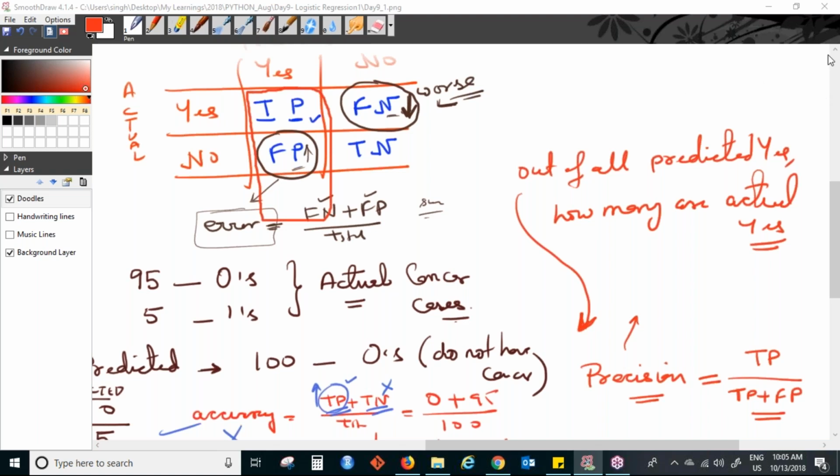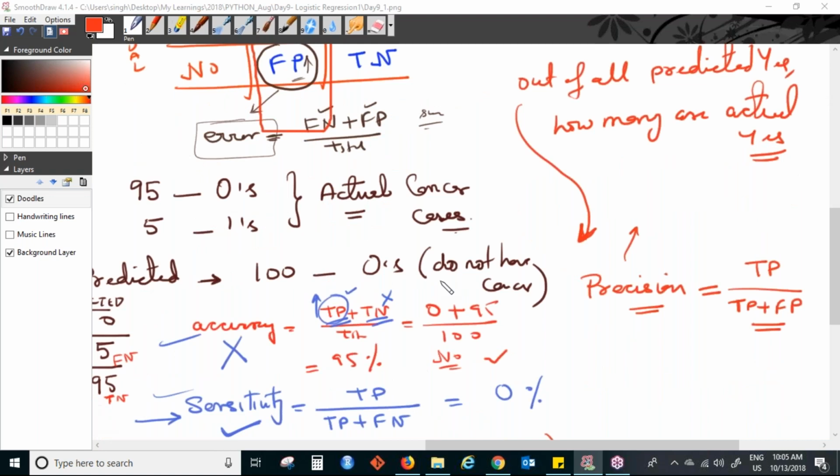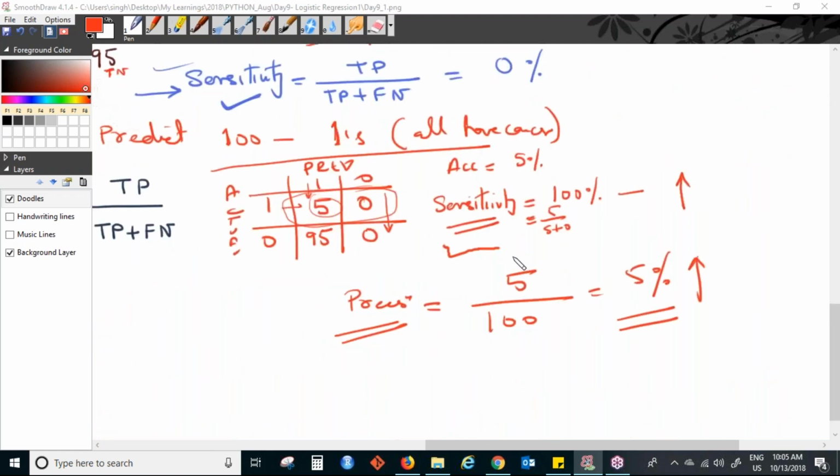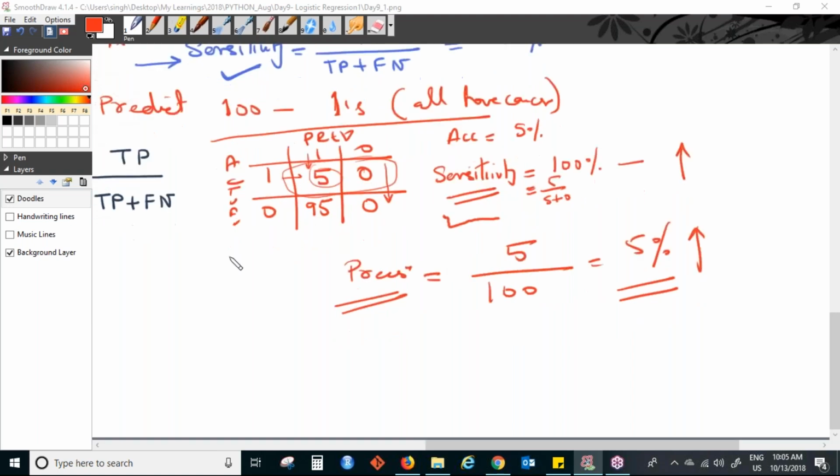Okay, so this is how you alter your parameters based on the scenario you have at hand, and you evaluate your model by looking at accuracy, or sensitivity, or precision. These are the four parameters that we have. So what did we see? We saw accuracy. The flaw in accuracy is that it just looks at true positive and true negative, and it gives equal importance to both of them.